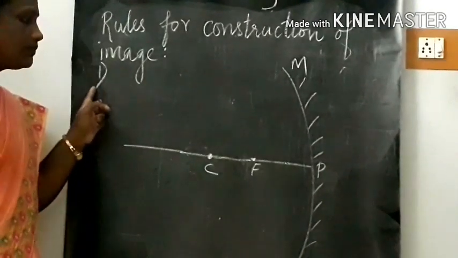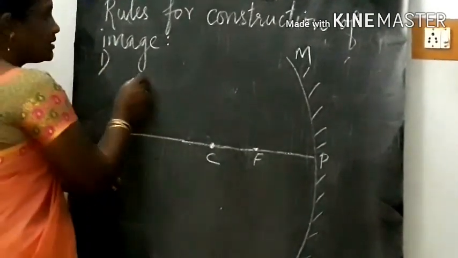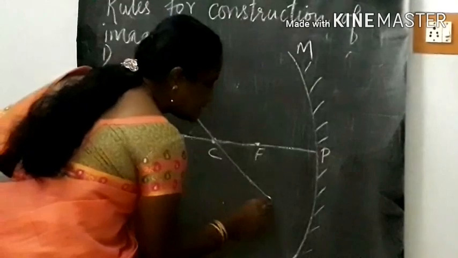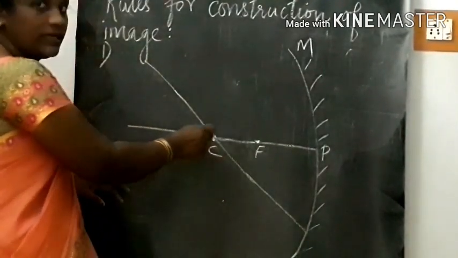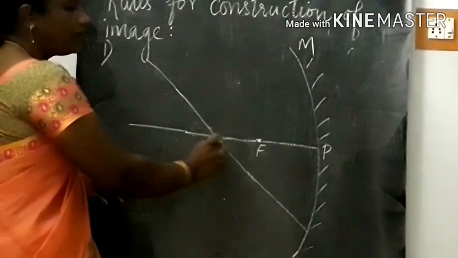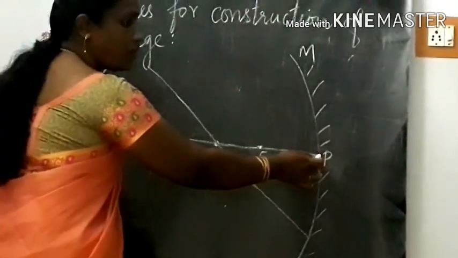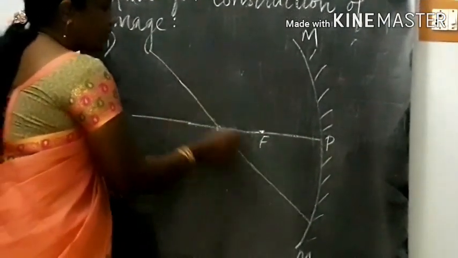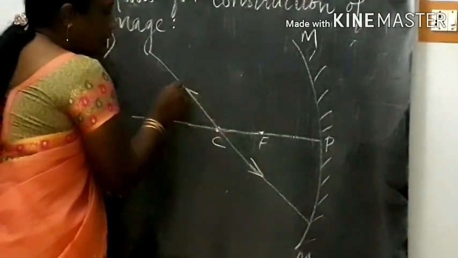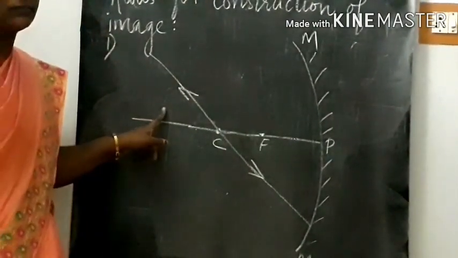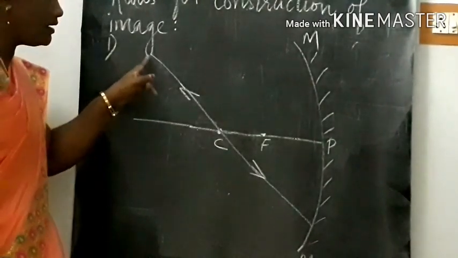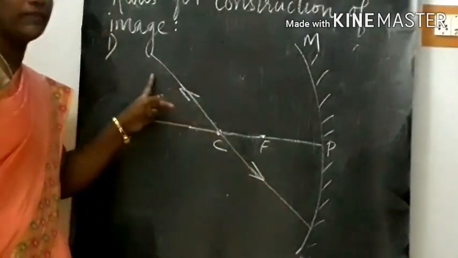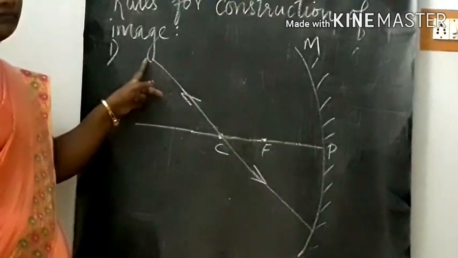So the first rule is about a ray that is passing through the center of curvature. C is the center of curvature, F is the principal focus and P is the pole of the mirror. A light ray passing through the center of curvature is always reflected back along its own path. So what is the first rule? A ray passing through the center of curvature, after reflection, will be reflected along its own path.